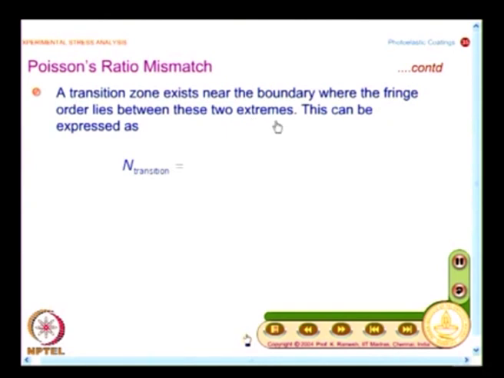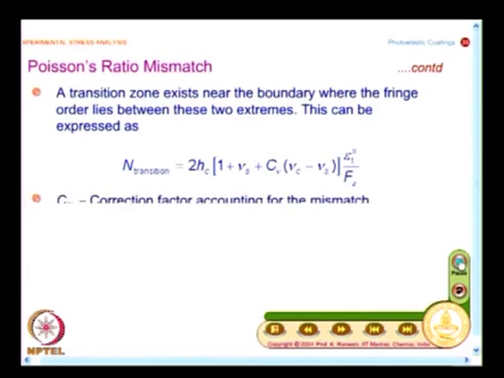earlier, and this can be expressed as n transition, and that is given as 2 h c into 1 plus nu s plus C v, where C v is the correction factor accounting for the mismatch, C v multiplied by nu c minus nu s, the whole of it multiplied by epsilon 1 s divided by f epsilon.